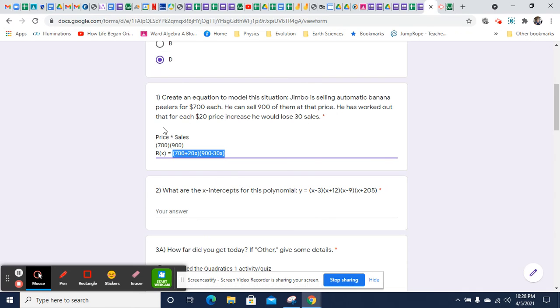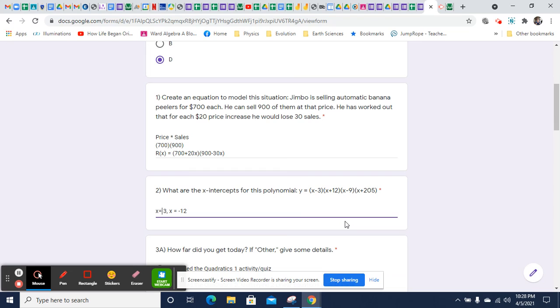Let's go back in here. What are the x-intercepts for this polynomial? There are 1, 2, 3, 4 linear equations being multiplied. We want an x-intercept for each one. So the x-intercept for that one will be 3. So x equals 3. X will equal negative 12, because negative 12 plus 12 will be 0.